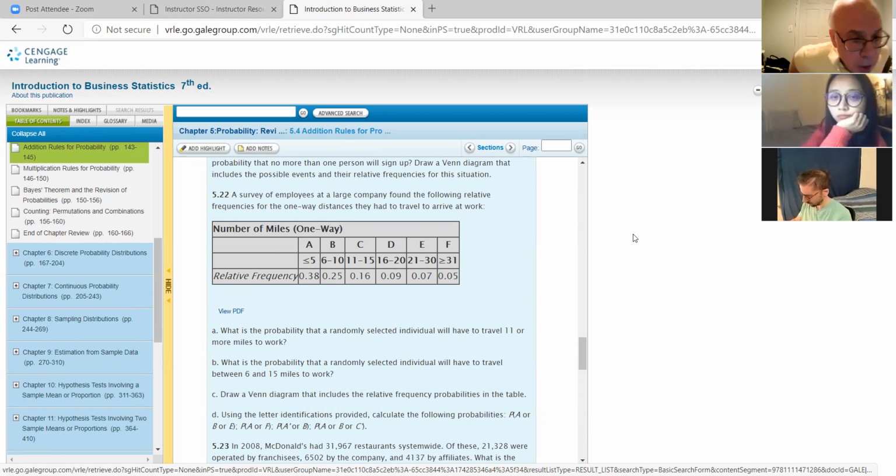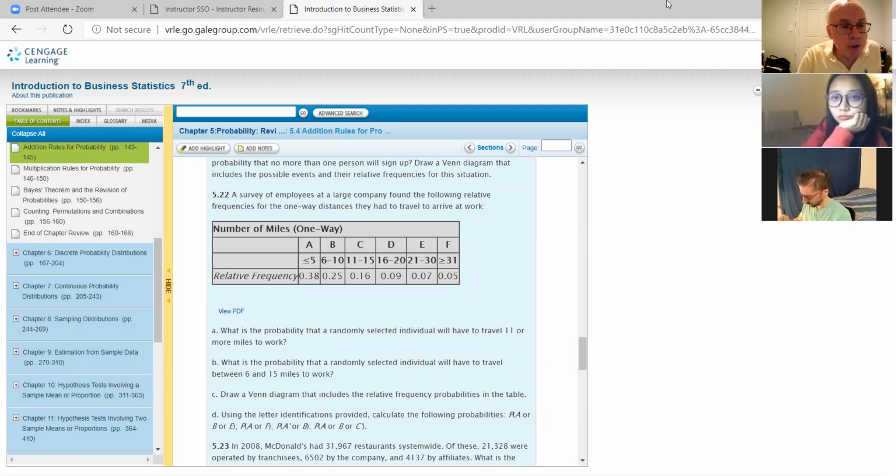All right, so this is a table where we see relative frequencies. It says here a survey of employees at a large company found the following relative frequencies for the one-way distances they had to travel to arrive at work. So let's just review the categories here. It's less than 5 miles, 6 to 10 miles, 11 to 15 miles, 16 to 20 miles, 21 to 30 miles, and anything greater than or equal to 31 miles. I'm assuming the mileage is rounded to the nearest whole number.